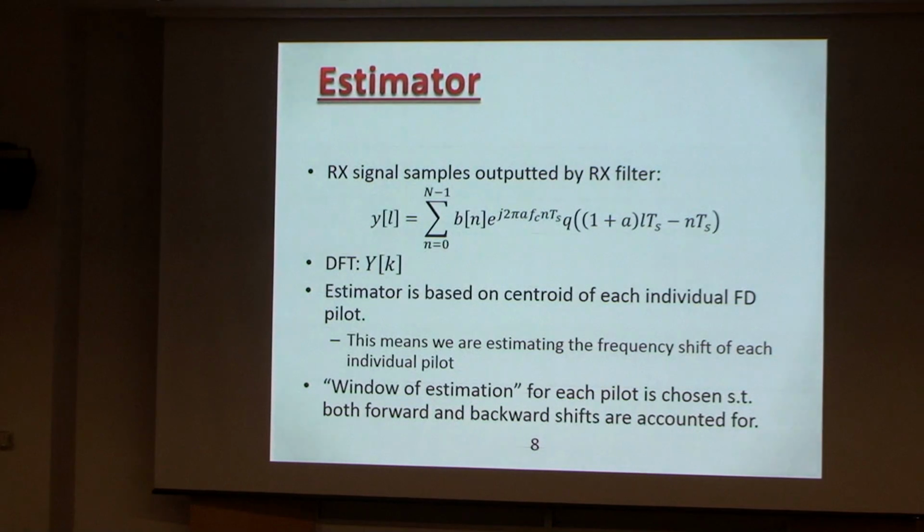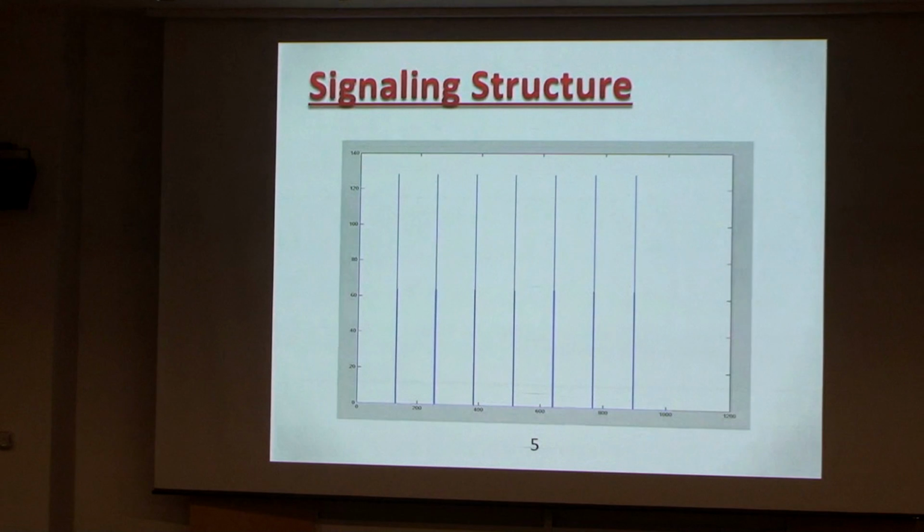At the receiver, with matched filtering, which gives us an equivalent channel, I receive signal samples that take this form. The DFT is divided by the data, and the estimator is based on finding the centroid of each byte. Like we saw before, we have 8 bytes. What I'm trying to do is compute the centroid, basically the center of the spectrum on each byte. After finding the centroid, which is the same as finding the frequency shift on each byte, I average the results out.